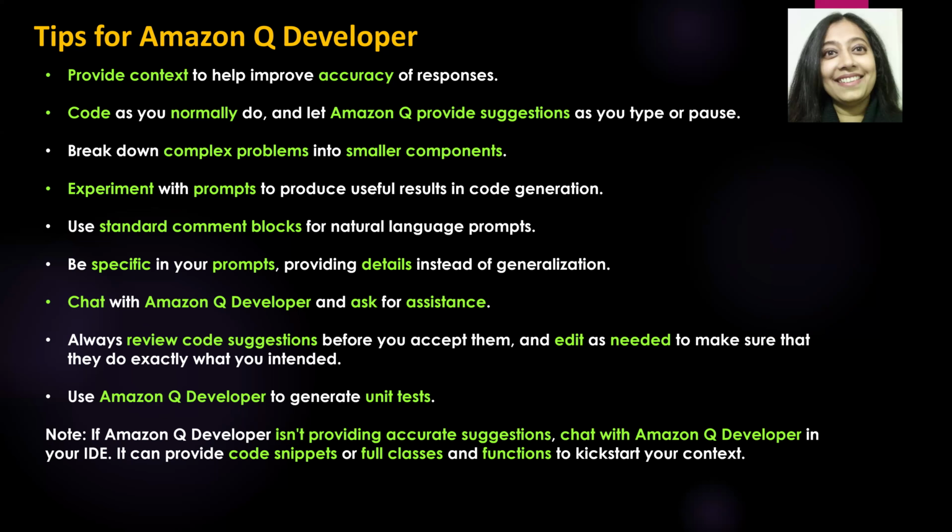Now, a lot of people have come and told me that the responses that they receive from Q Developer are not that accurate. So if you want to improve the accuracy of the responses that you get from Q Developer, try and provide context to this tool. So give it some background. Okay, you have to communicate with this tool. You have to tell the tool what you are trying to achieve and then see if the accuracy of the responses that you receive from Q has improved or not. But providing context will help.